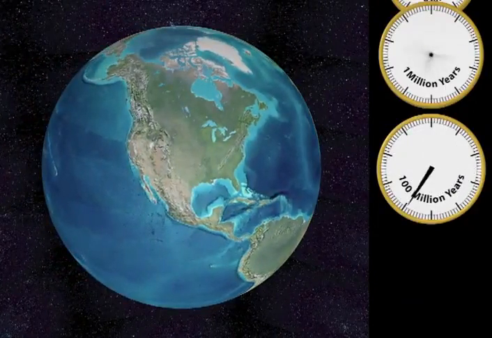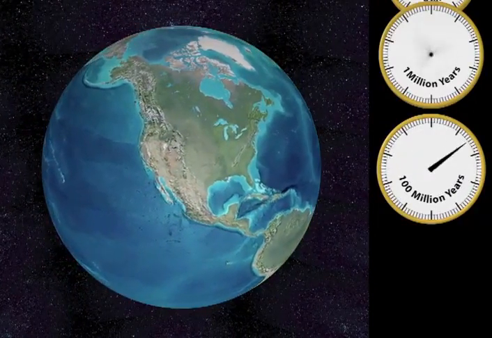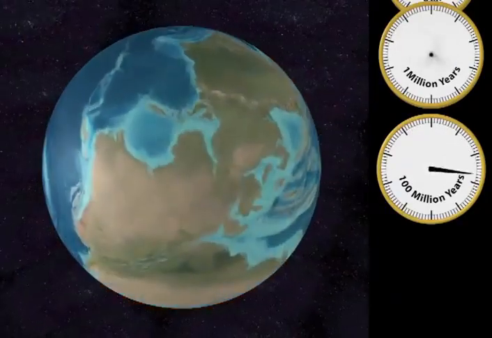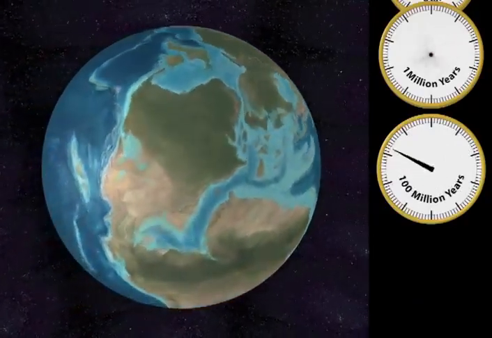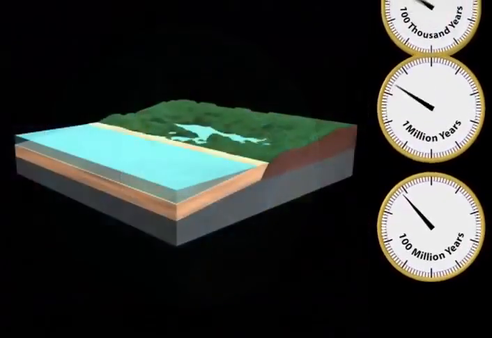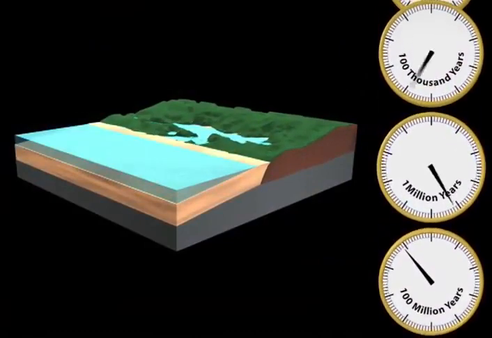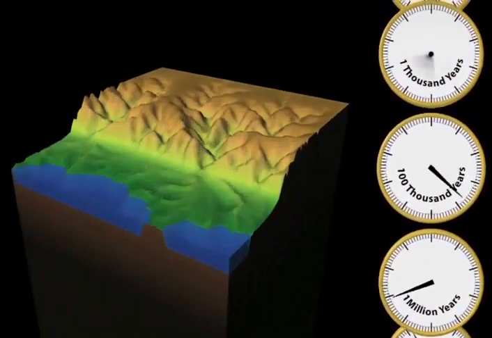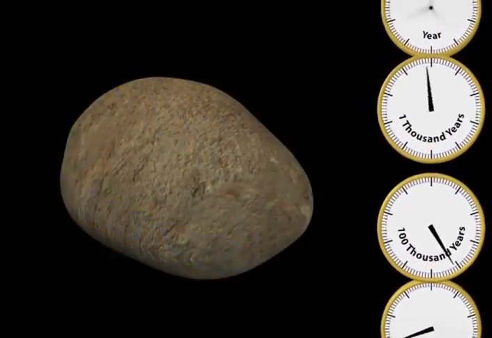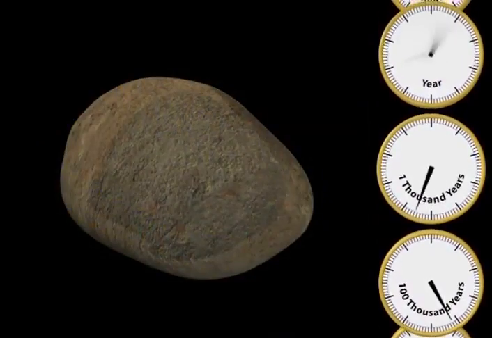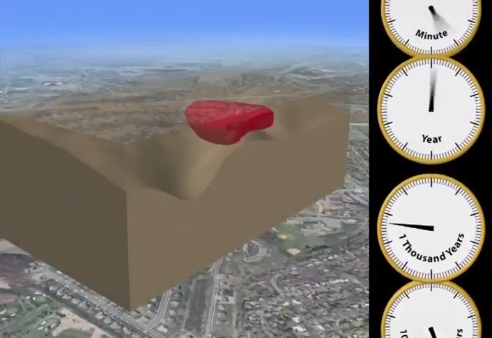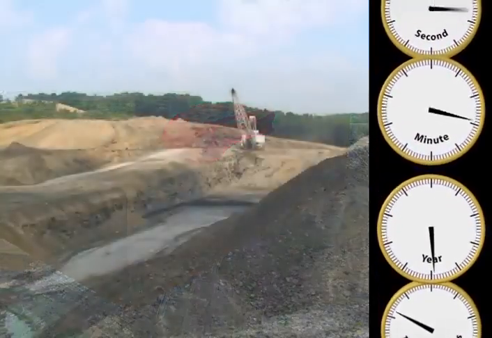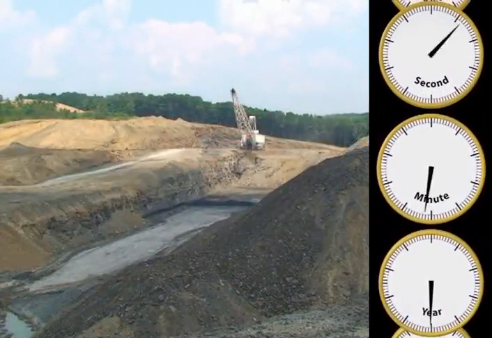We have completed our journey through time. As we move back to normal time, we are reminded of all the things that happen too slowly to notice. Hundreds of millions of years, movement of the Earth's plates. Millions of years, formation of coal beds. Hundreds of thousands of years, the carving of landscapes. Thousands of years, weathering of rocks. Years, pollution moving through the ground. Minutes, human changes to the landscape.